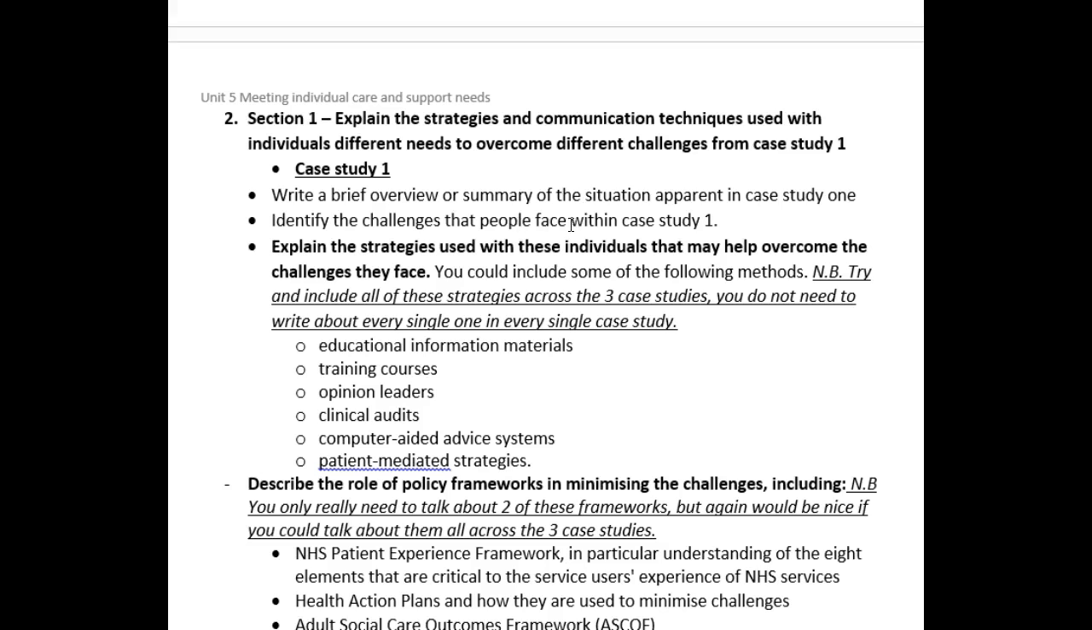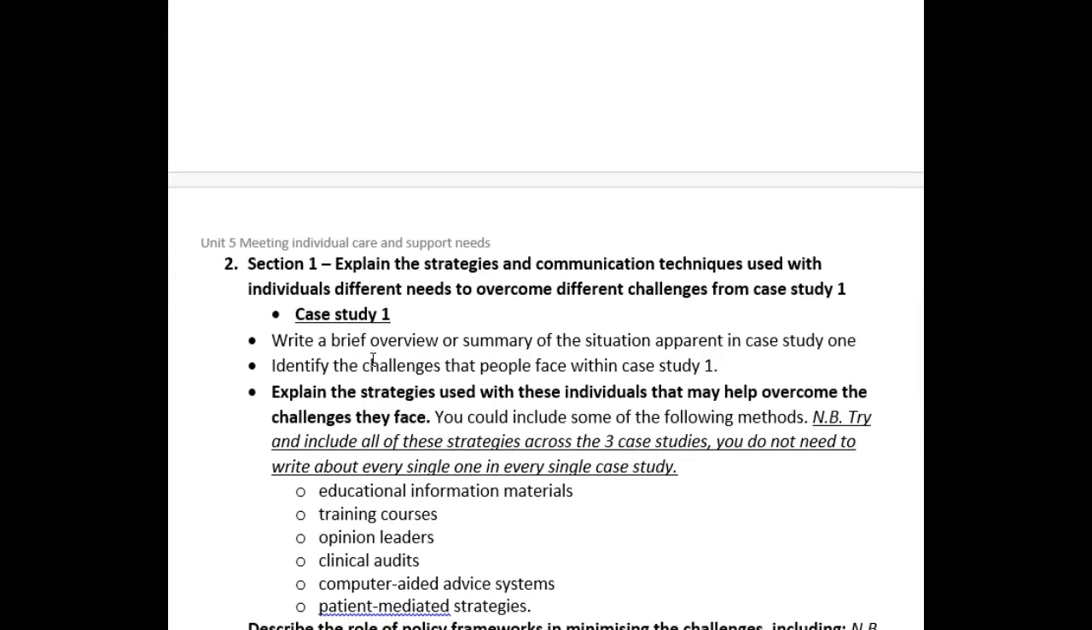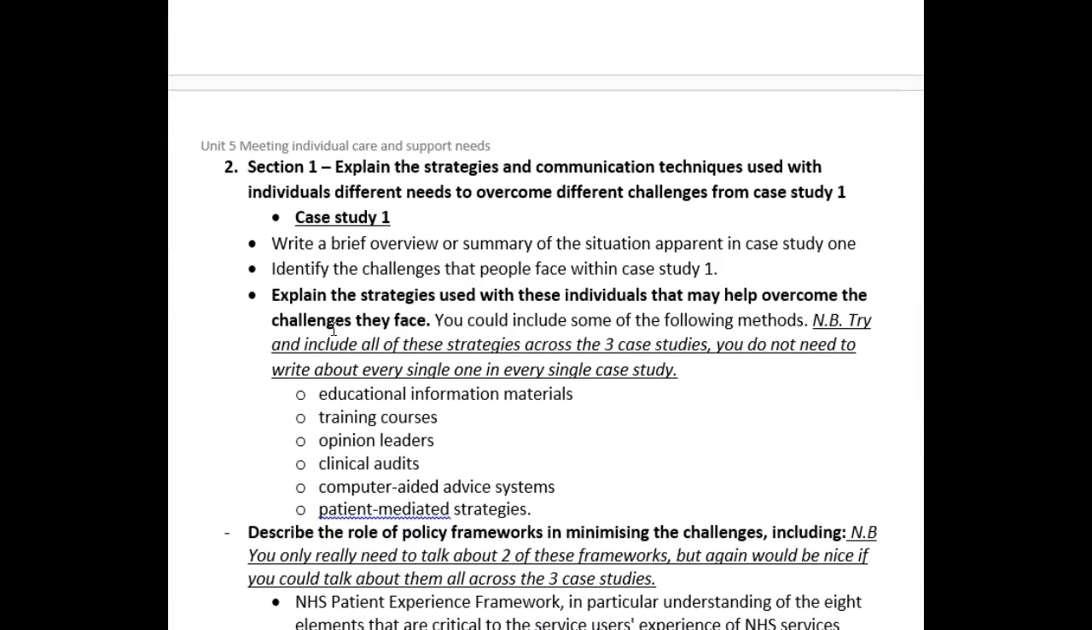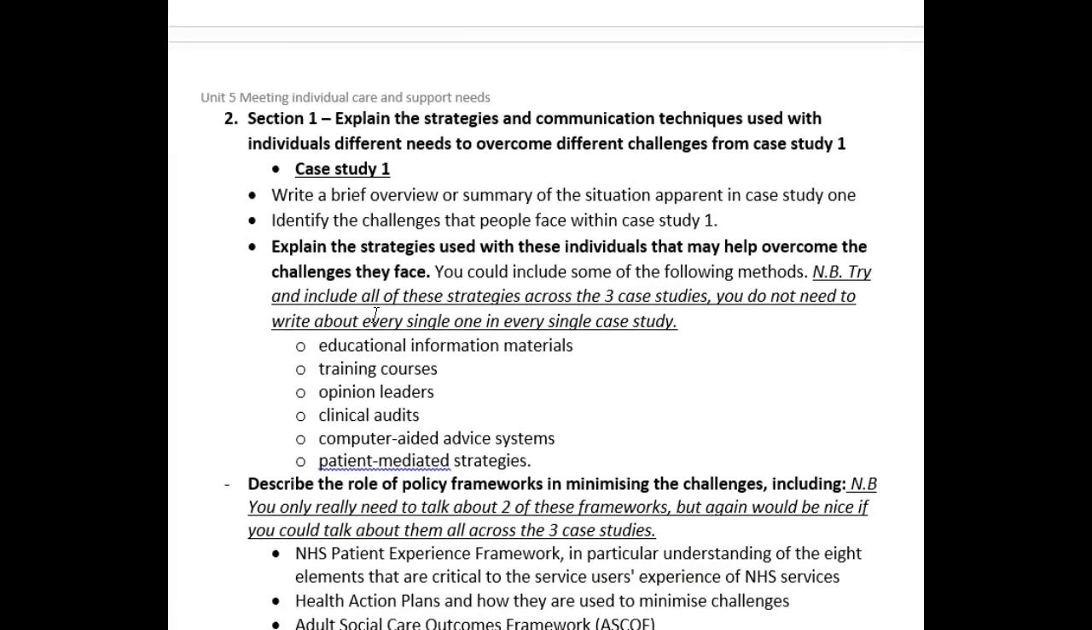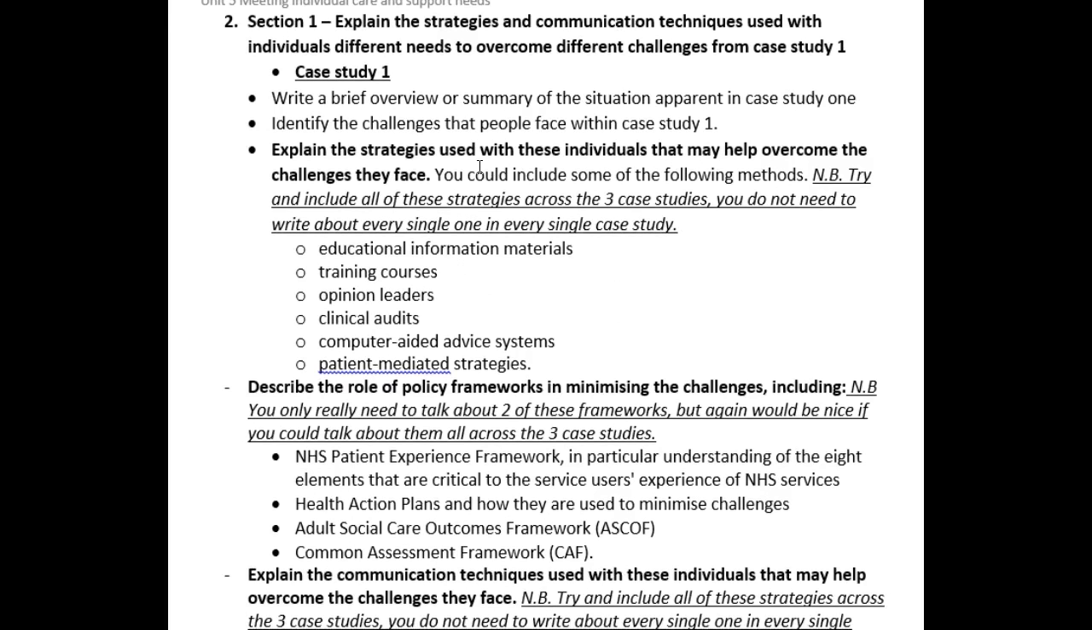So whether that be, going back up here, a challenge of awareness and knowledge, or a skills challenge, and explain what that challenge actually is. You're just identifying it there. Then you're going on to get deeper into this, and you're explaining the strategies used with these individuals that may help overcome the challenges. So you need to consider, right, what can we do to help overcome these challenges of skill challenge or awareness and knowledge challenge. So you need to look through your list here.